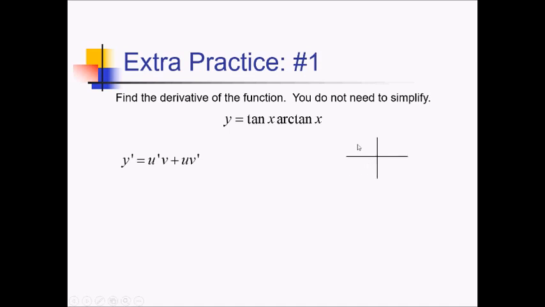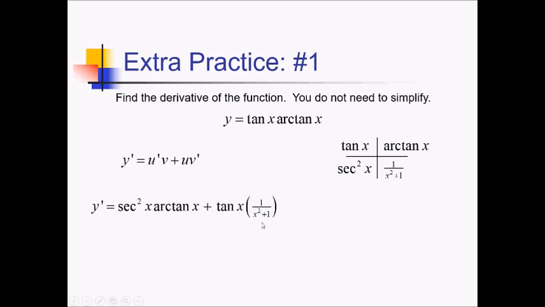So we have our factors, tan of x and arctan of x, and their derivatives, which are secant squared of x and 1 over x squared plus 1. Using the ribbon to multiply this out, we've got secant squared times arctan of x, that's u prime v, plus uv prime, that's going to be tan of x times 1 over x squared plus 1.